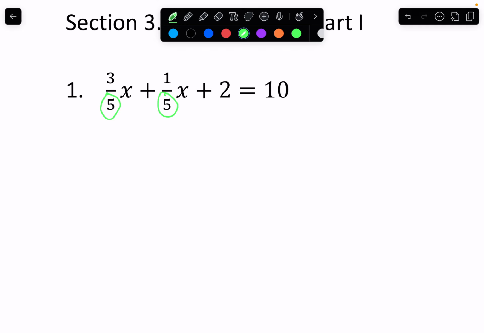Now, could I add 3/5 and 1/5 pretty easily? Yeah, I could add those together and get 4/5 x pretty easily. And then this problem doesn't look so bad, right? That's not so bad.